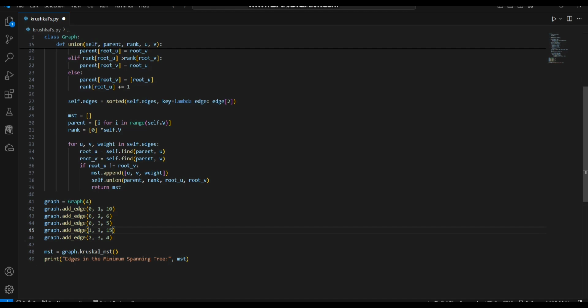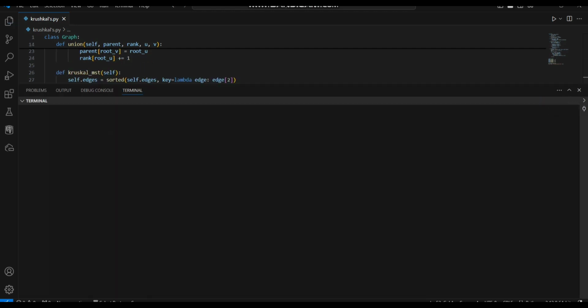The edges in the minimum spanning tree are printed. We need to run this code. It shows the edges in the minimum spanning tree: 2 to 3 is 4, 0 to 3 is 5, 0 to 1 is 10.